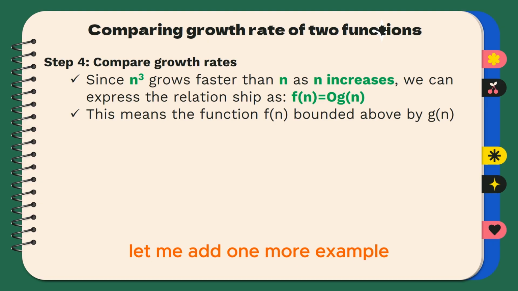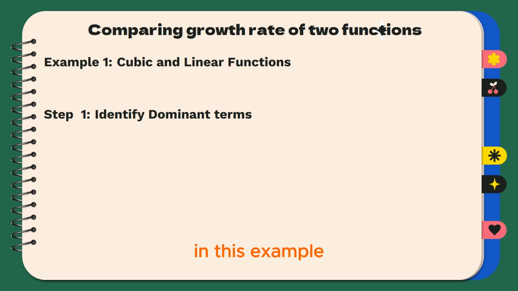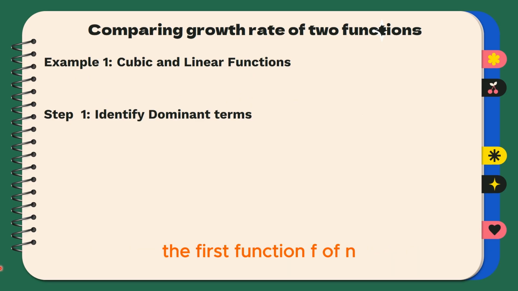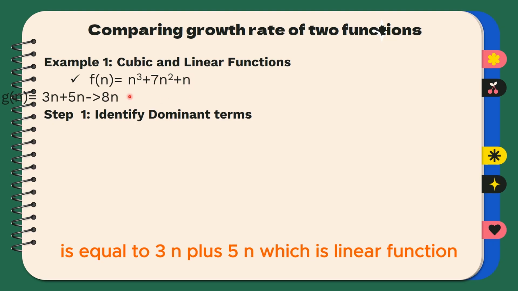Let me add one more example to further illustrate the concept of big O notation. In this example, we'll analyze the following two functions. The first function f of n equal to n cubed plus 7n squared plus n, which is a cubic function. And the second function, g of n equal to 3n plus 5n, which is a linear function.